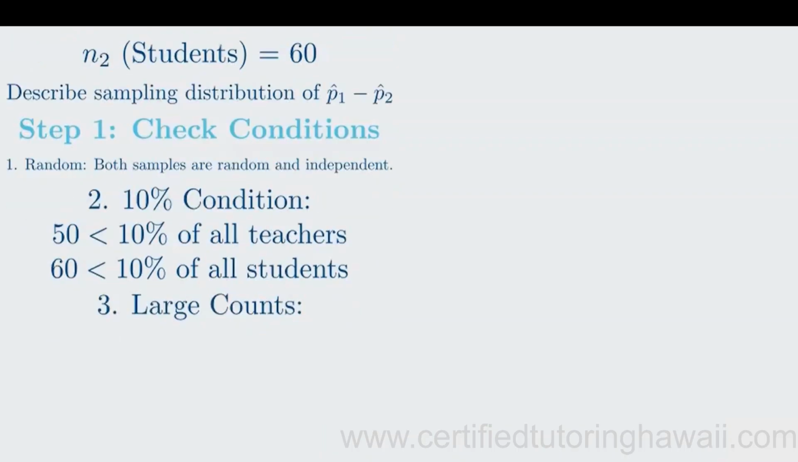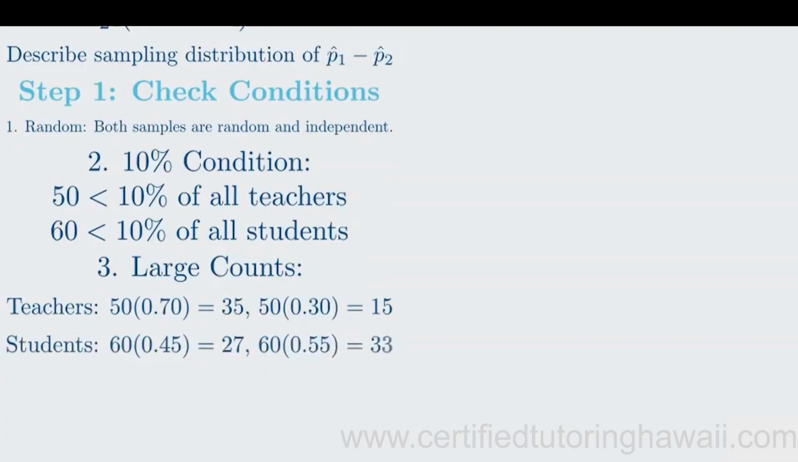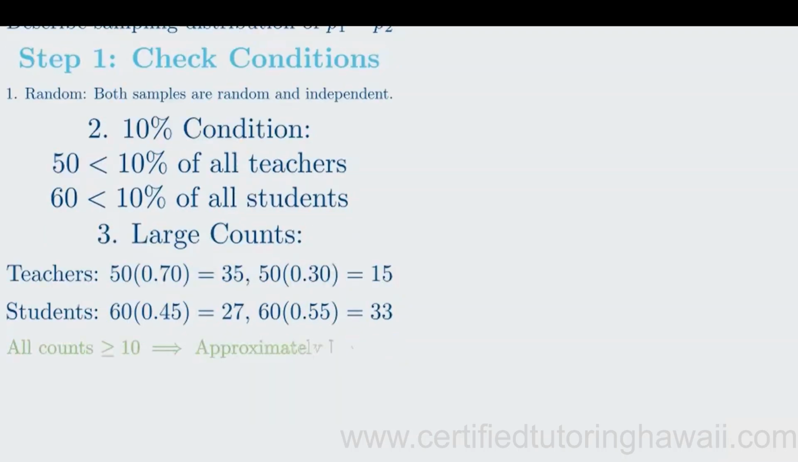For the large counts condition, we calculate the expected successes and failures for both. For teachers, we expect 35 successes and 15 failures. For students, we expect 27 successes and 33 failures. Since all 4 values are greater than or equal to 10, we can conclude that the sampling distribution is approximately normal.